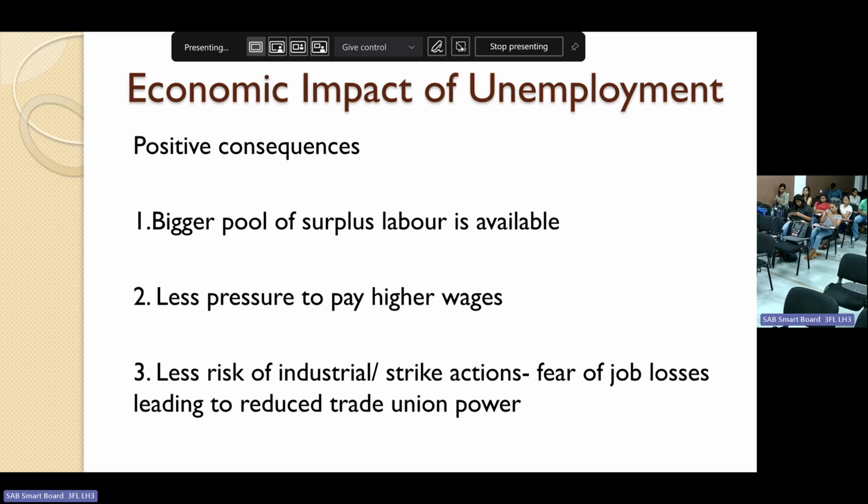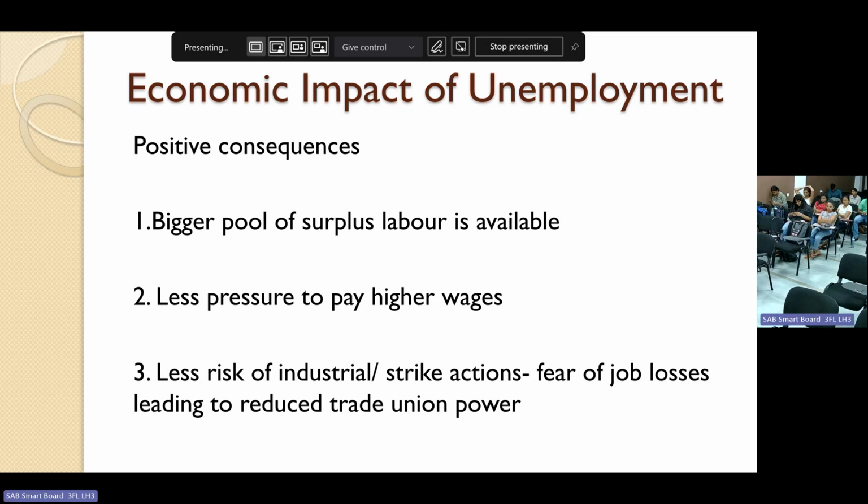And the positive side also we can argue. That's a surplus, so that will create a surplus pool of labor, maybe available anytime. And there will be less pressure on higher wages. If there is excess labor, there will be no greater demand for high wages. That also we can take as positive.